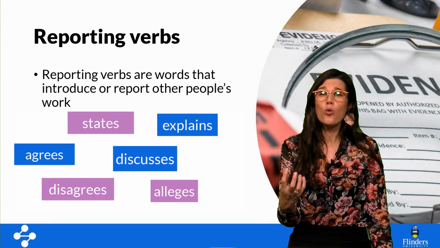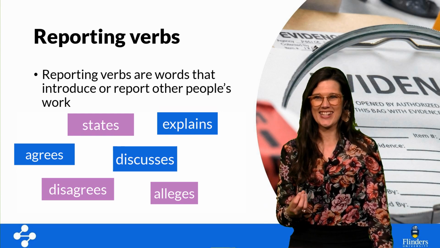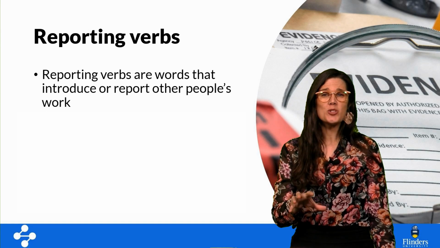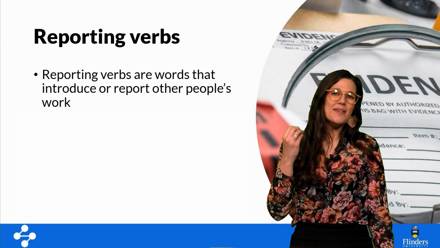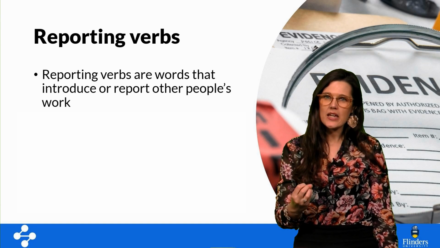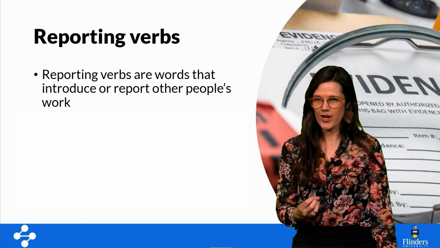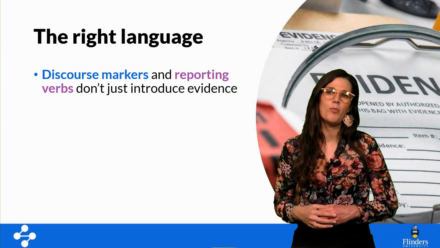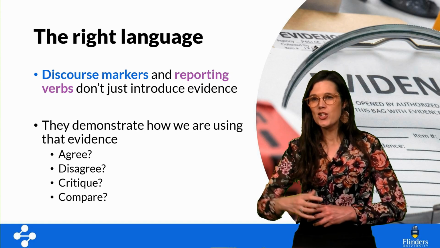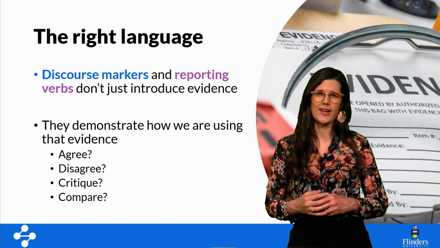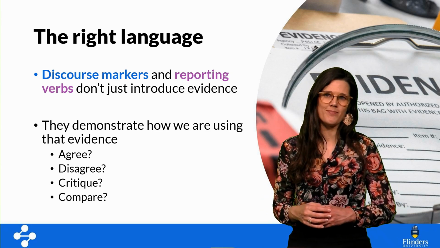Now, as I said, you are already using all of these words in your writing. I am very sure of that. And so I don't want you to worry too much about what these phrases and words are actually called, but more, my point is to really think about how you can use these to the greatest effect when integrating your evidence. Because discourse markers and reporting verbs don't just introduce evidence, they demonstrate how we are using it. Do we agree with something? Do we disagree? Are we offering a critique or a comparison or an evaluation?